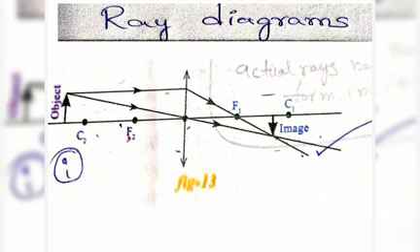Here the object is placed beyond the center of curvature. One ray traveling parallel to the principal axis passes through the focus, and another ray passes through the optic center. These two rays converge at one point. At the point of this convergence, the image is formed, which we can observe in figure 13.